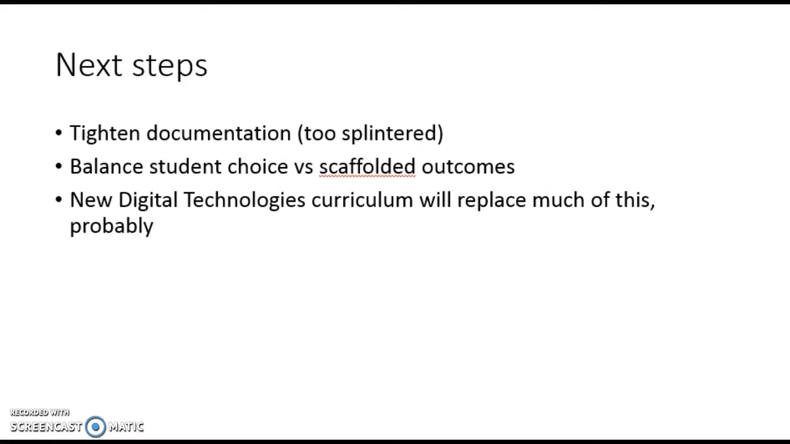So the next steps: the documentation side of things still isn't right. It's still a bit too splintered. It's now across many documents rather than being one brief. I think we need to pull that back. I need to make some decisions about how to balance how much choice the students get about what their outcomes will look like versus structuring it more for them.